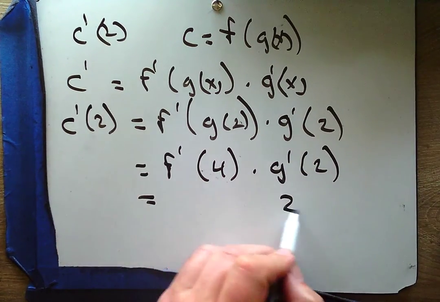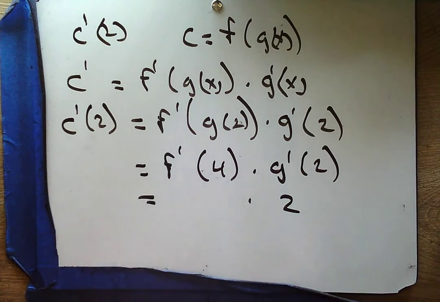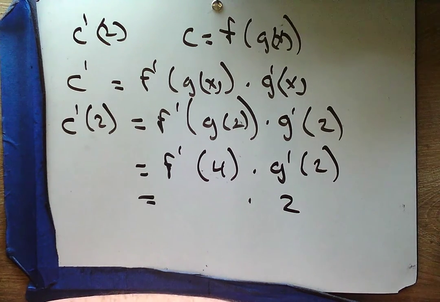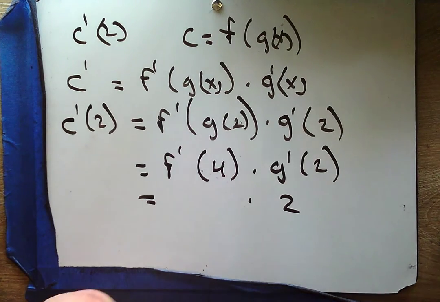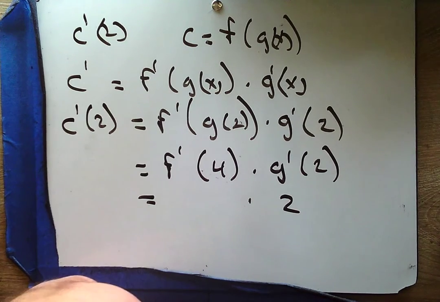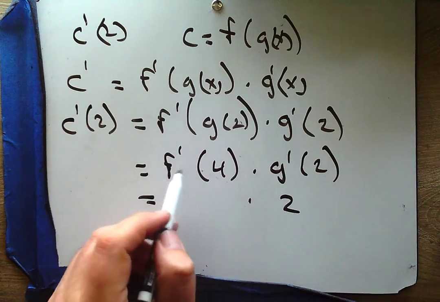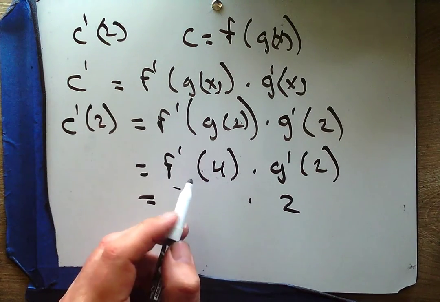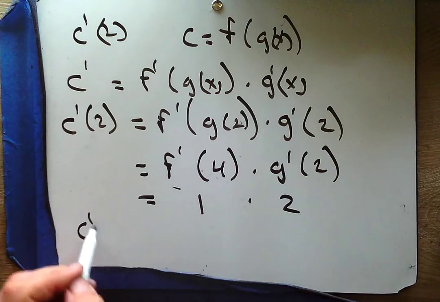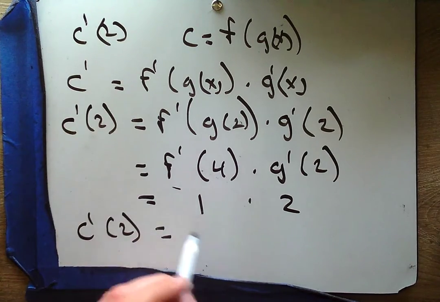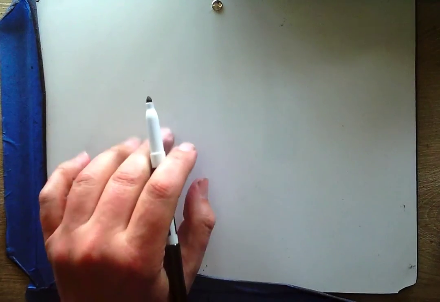G prime of 2 is 2, F prime of 4. Well, let's take a look at the graph. Yeah, that's going to be hard for me to say. I really needed a point labeled over there called 4, 1. So I'm going to say the slope at 4 on F is 1. And I'm going to go with C prime is 2. Okay. But I should fix that. What's next? 56.